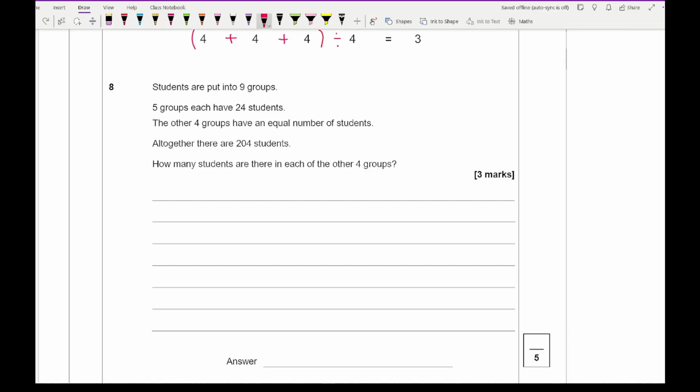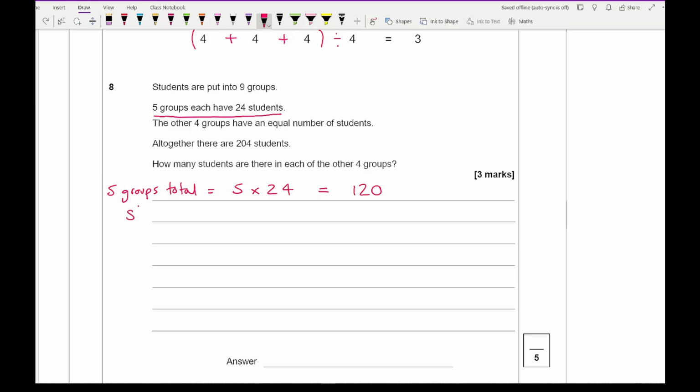So for this, again, a lot of problem solving questions. The first thing we need to establish is how many students there are in the 5 groups of 24. So the 5 groups total is going to be 5 times 24, which gives me an answer of 120. Now, how I got 120, if it's a calculator paper, just simply type it into your calculator. If not, you'll have to work it out using your preferred method.